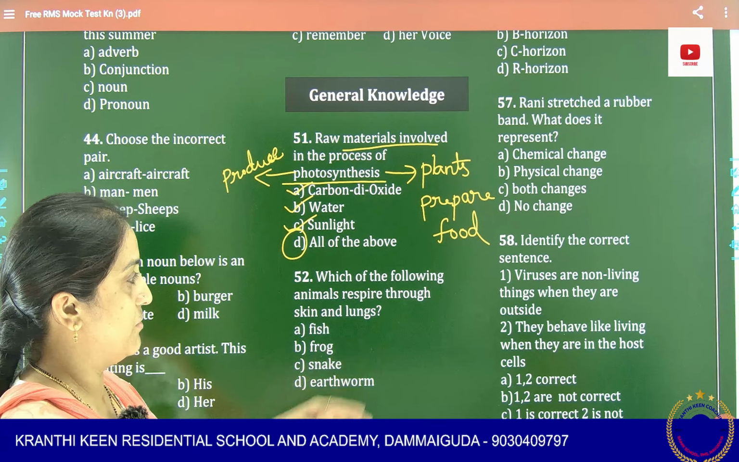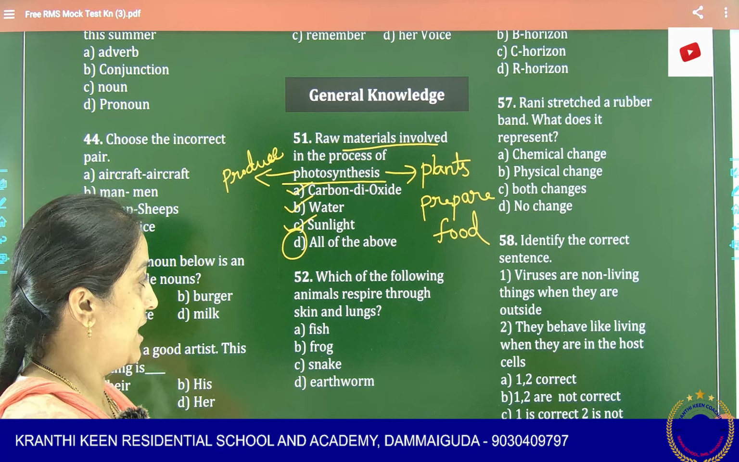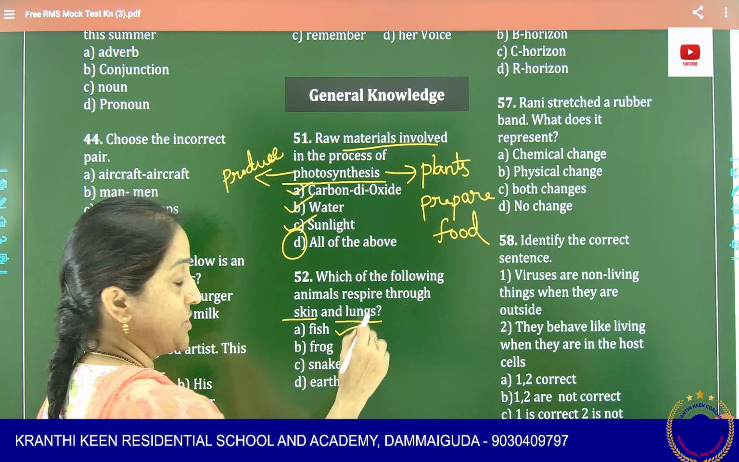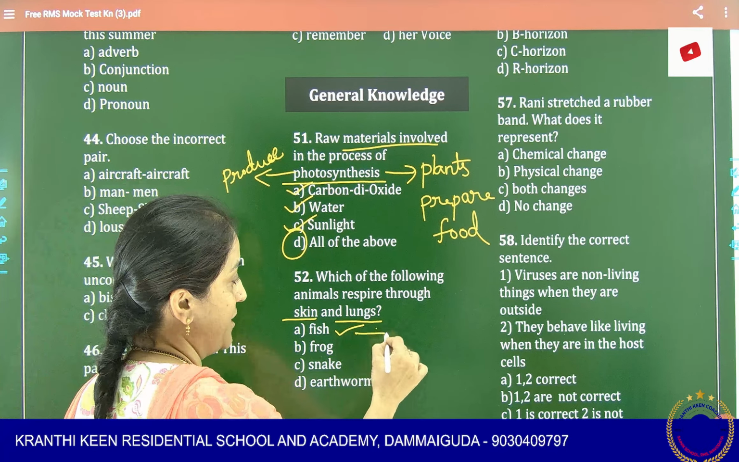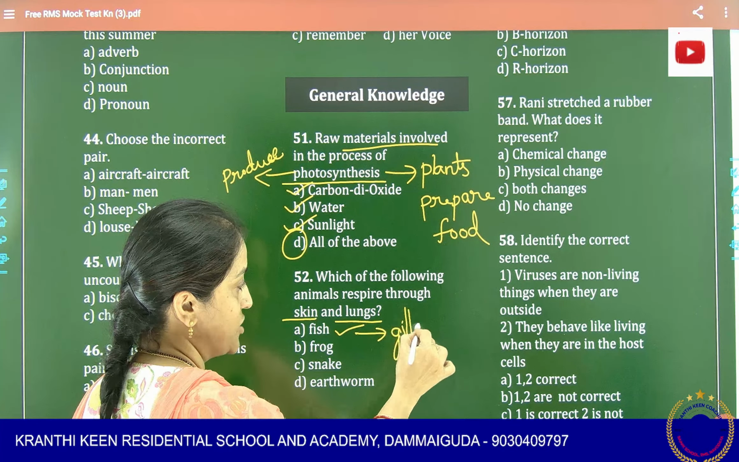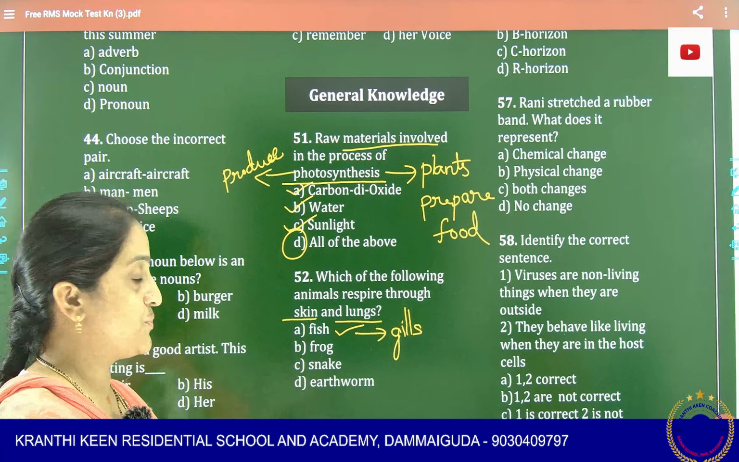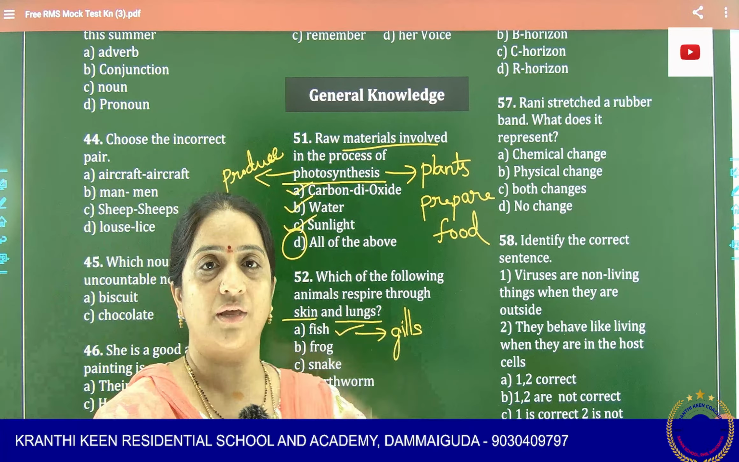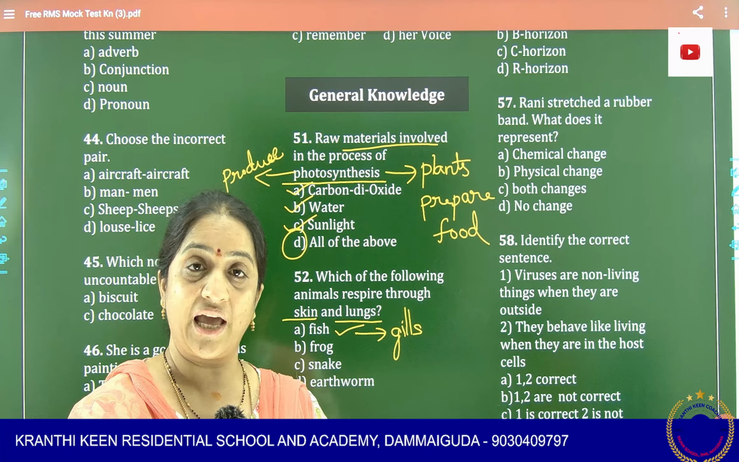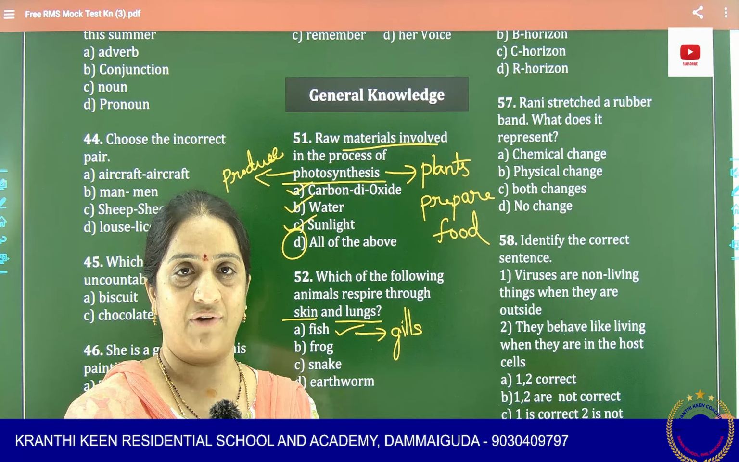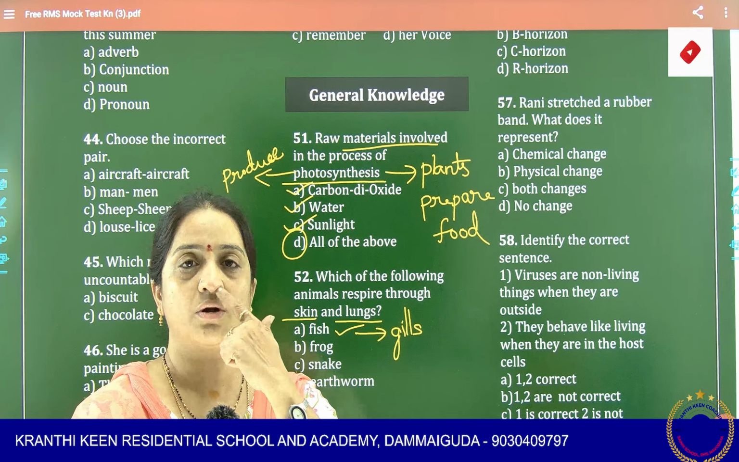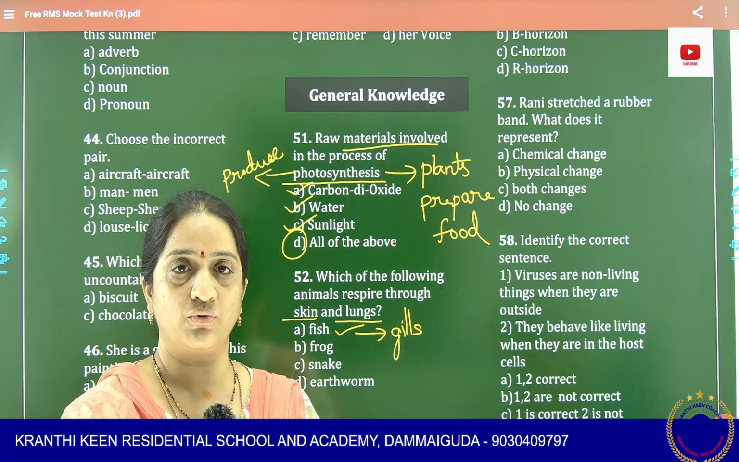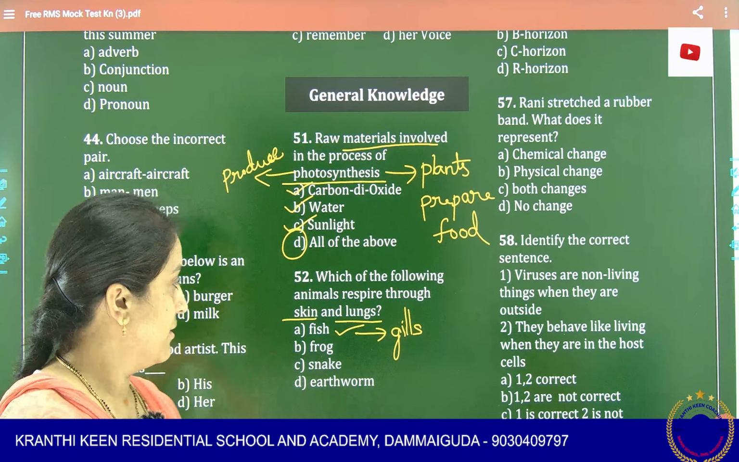Which of the following animals respire through skin and lungs? See the first option, fish. So fish respire through gills. As with all aquatic animals, they respire through the gills. But whereas whales and dolphins, they have nostrils on their head through which they can respire. As they are mammals, they have lungs and they have two nostrils like we are having. So even whales and dolphins have two nostrils on their head through which they can respire.